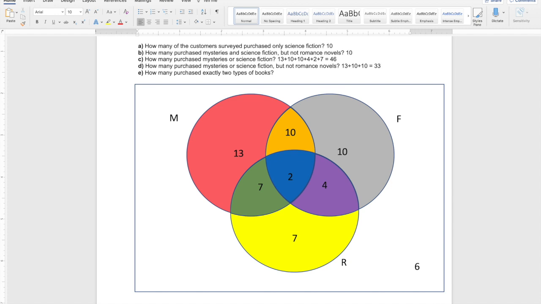So finally, how many purchased exactly 2 books? We don't care which books as long as there were 2 of them. Looks like these are the people from the orange sector here. That's 10 people who had mystery and fiction, the 7 people from the green sector who had mystery and romance, and the 4 people from the purple sector who also had fiction and romance. Those are the people who purchased exactly 2 books. And that's 21 people. We're done.